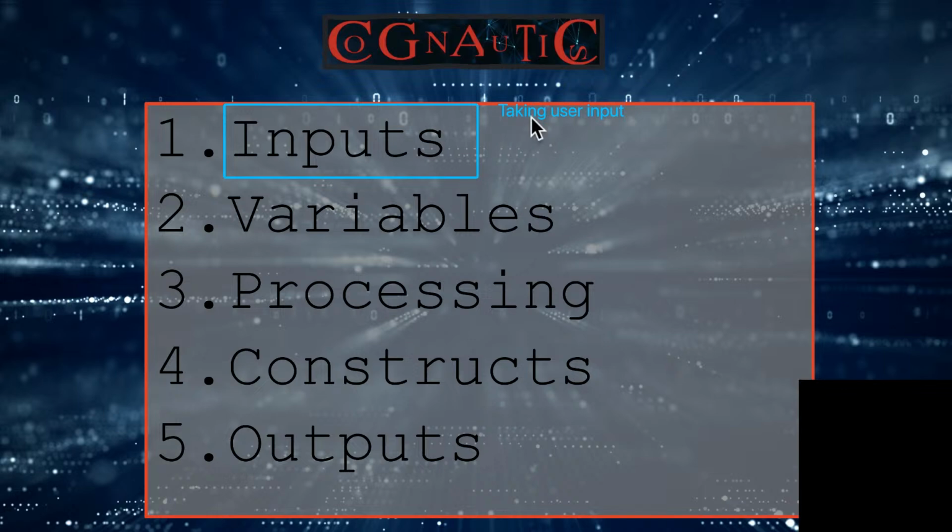Inputs are taking user input, okay? And you've got to learn that line of code for it. You'd have seen it dozens of times. Then we do our variables. Then we do our processing. Think about the constructs we're going to use. Again, is that selection or iteration? We've said selection, which is your if statement. And then the outputs.